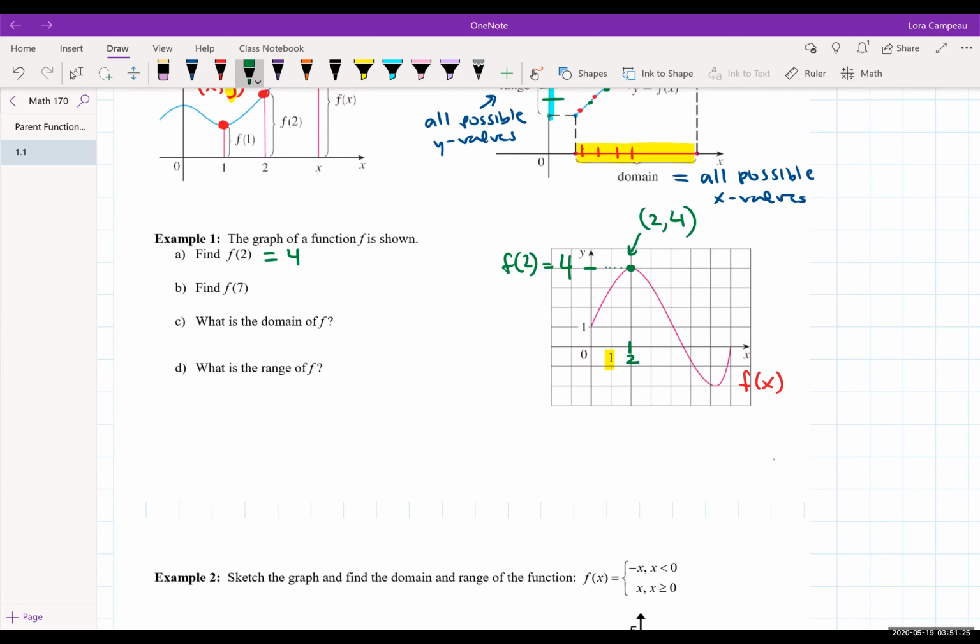And let's see, if we look at f of 7, I'm going to count all the way to 7. So I have 1, 2, 3, 4, 5, 6, and 7. And it looks like the function is actually right on the x-axis. So if we were to look at that ordered pair, that's called (7, 0). But when we talk about function notation, that would be the function evaluated at 7. And again, that would be where 0 is.